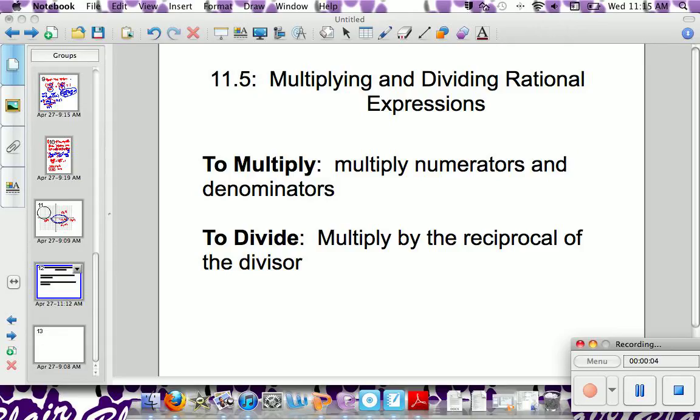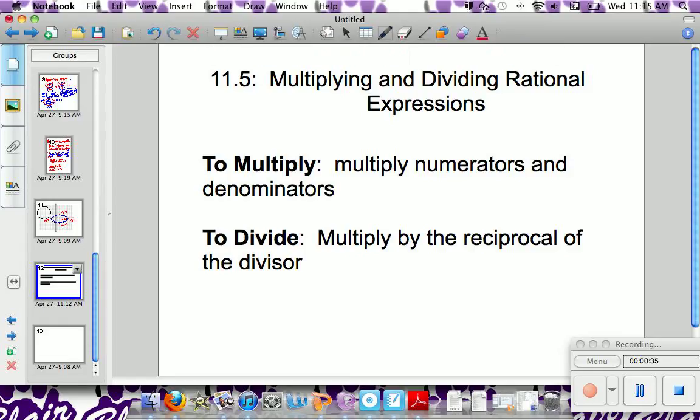Section 11.5 in Algebra 1 is on multiplying and dividing rational expressions. I want you to write down the title, and I also want you to write down that to multiply, you need to multiply the numerators and the denominators, and to divide, you need to multiply by the reciprocal of the divisor. This is the only thing you need to write down on this page: the title, and to multiply and to divide.